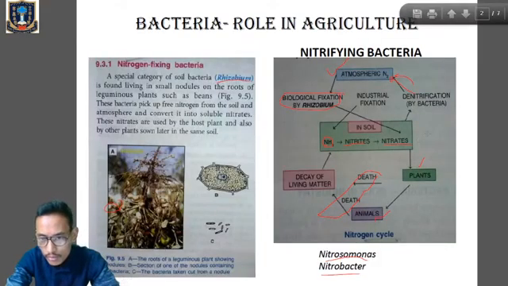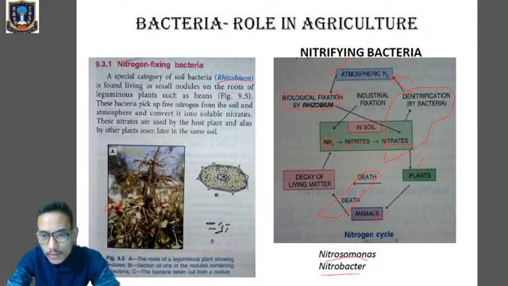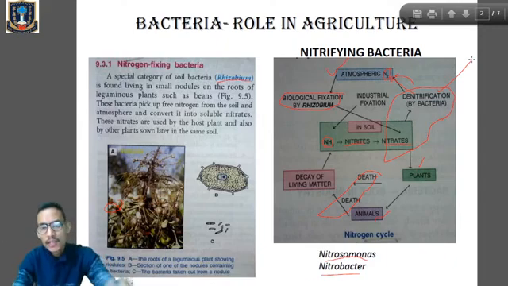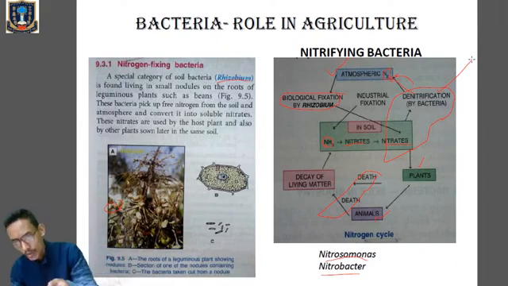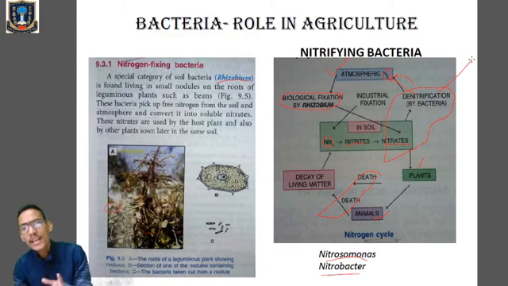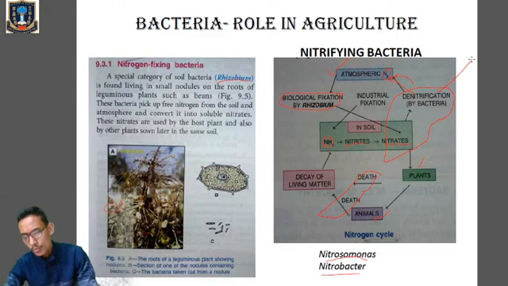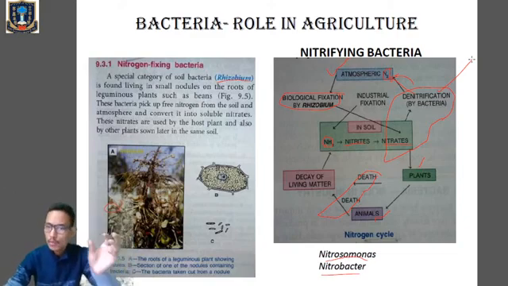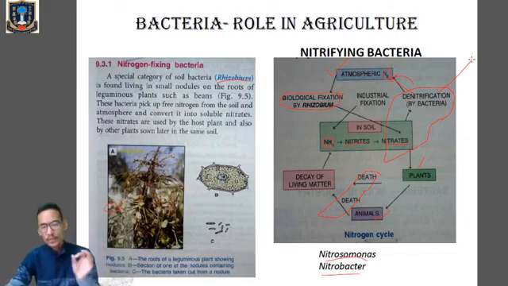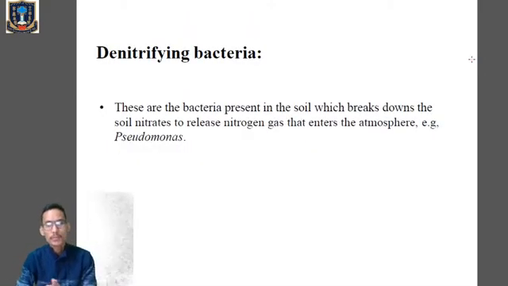So over here, look carefully. In this particular step, nitrates are being converted into nitrogen by the action of which bacteria? Denitrifying bacteria, and these bacteria are also present in the soil. So due to the presence of denitrifying bacteria, the nitrates will be converted into nitrogen, which will be released back into the atmosphere from where it came. Clear? So the example is Pseudomonas. Remember the name of the denitrifying bacteria, that is Pseudomonas.